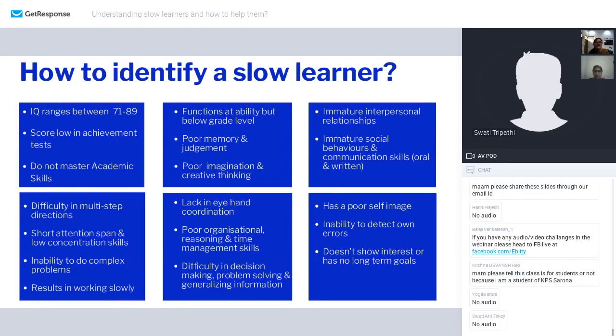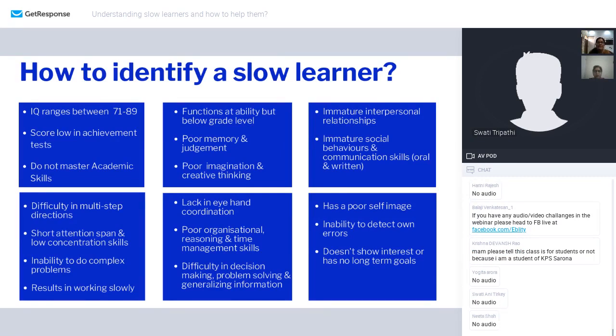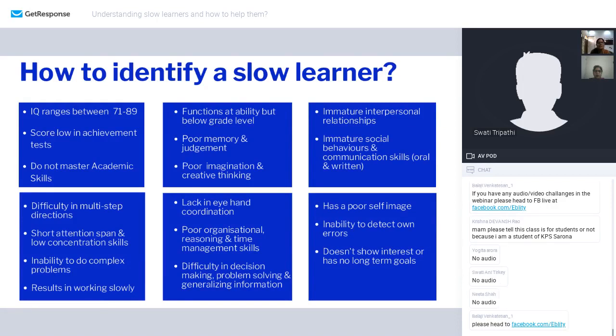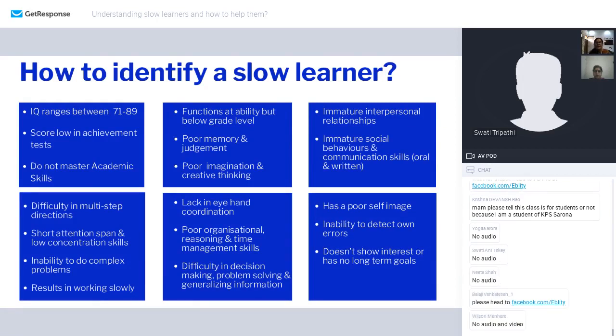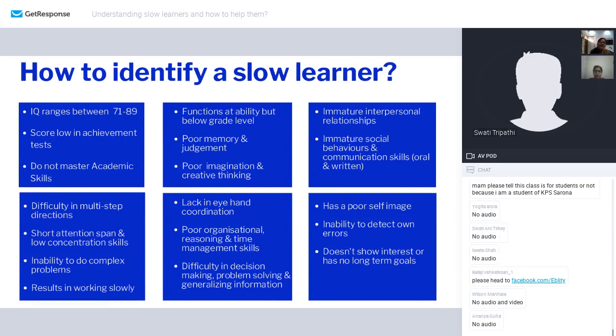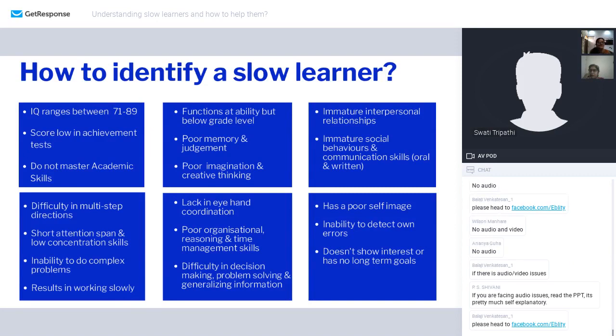They have immature interpersonal relationships, which lead to immature social behaviors, social participation, social interaction, and also the communication skills, both oral and written, are very, very poor. They have a poor self image, and also they don't show interest in learning, and they do not have any long term goals. But I have seen that they function at an ability 2 years below their own grade level. So these are certain identification characteristic features of slow learners, which have to be screened out to help them.